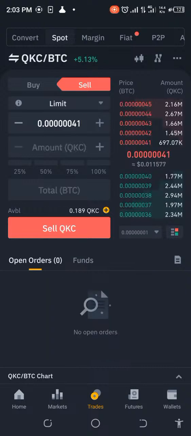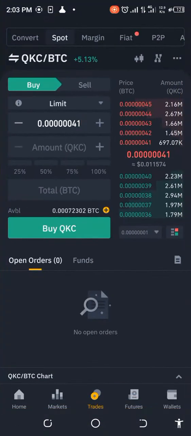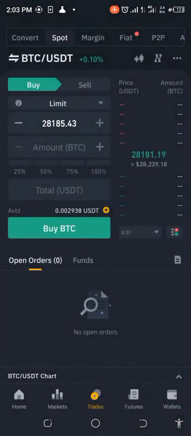All right, I'm back, and as you can see right now, we've already sold our QKC to BTC. So what do we have here? We've got 0.000722302. Awesome. So let's quickly go to BTC USDT, and then quickly get this sold off. All righty.